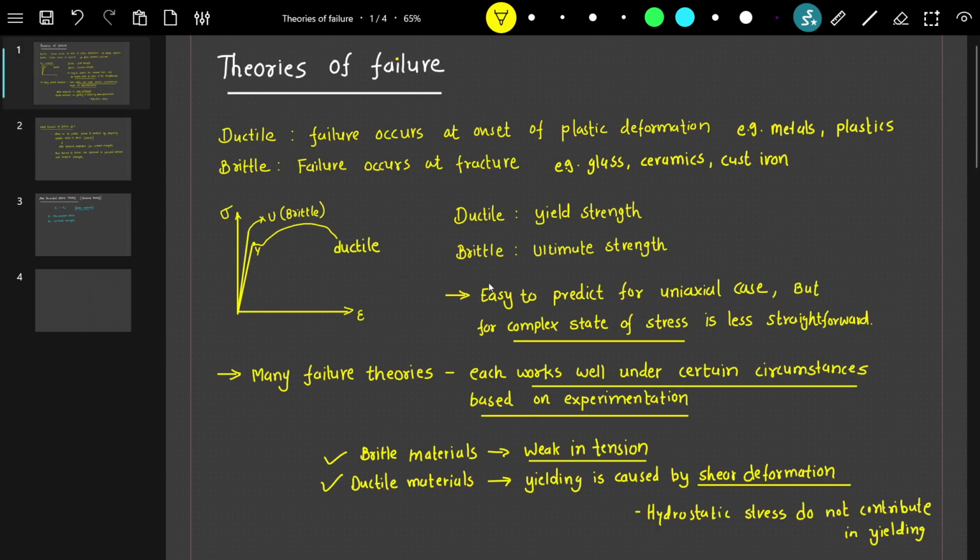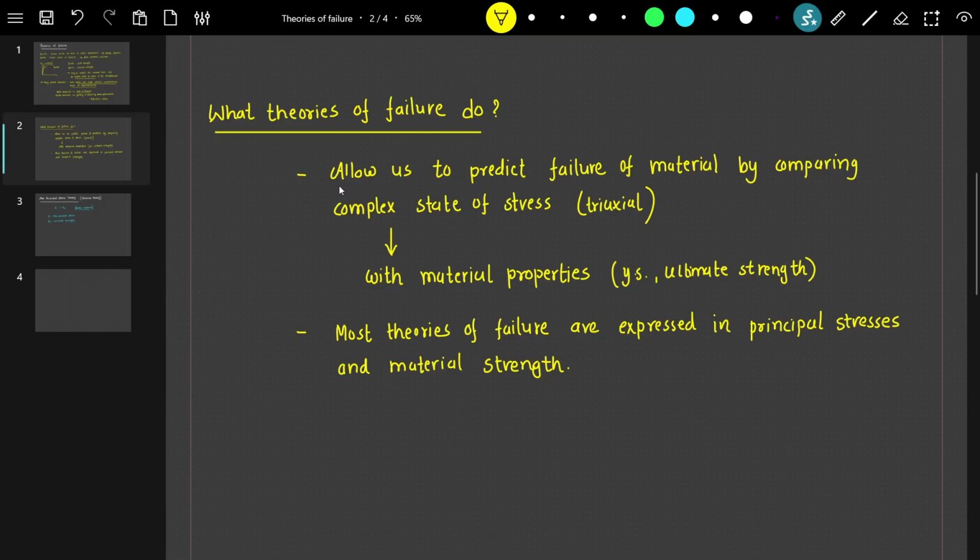Now, as we said, why do we need theories of failure? Because we want to find the failure in a complex state of stress. So what do these theories do? They allow us to predict failure of material by comparing this complex state of stress, or triaxial state of stress, with our uniaxial state of stress, or material properties from the uniaxial tensile test.